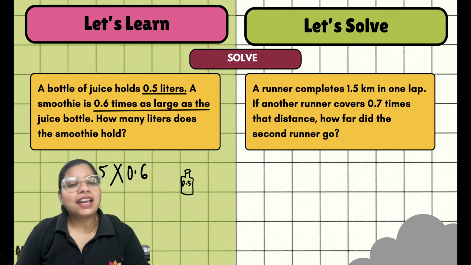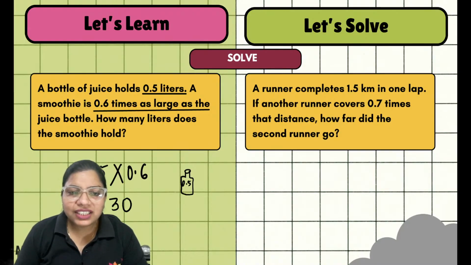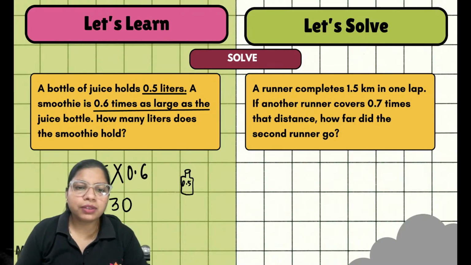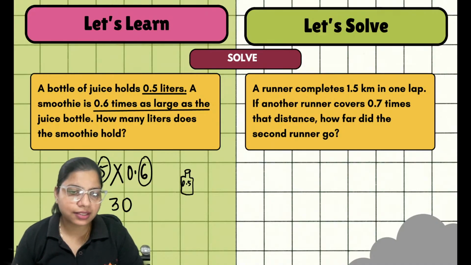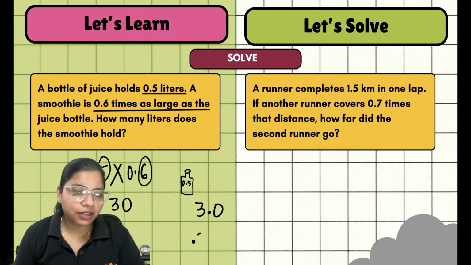So 5 times 6 is 30. Correct? You have 1 digit after the decimal, and 2 digits after the decimal. Where should we place this decimal? Should we place it here or there? If you place it in between, it would be this. If you place it like this, it would be that.